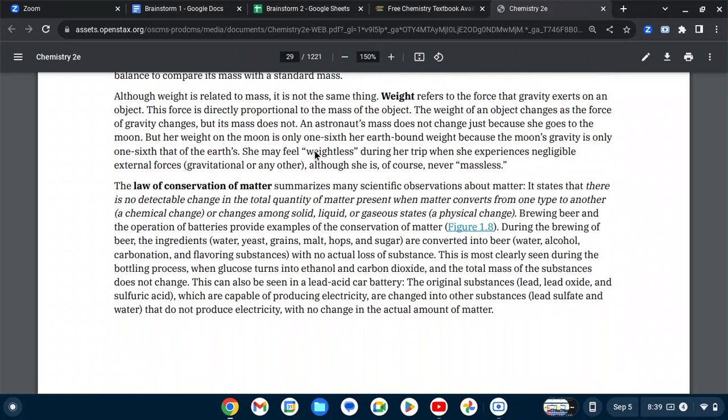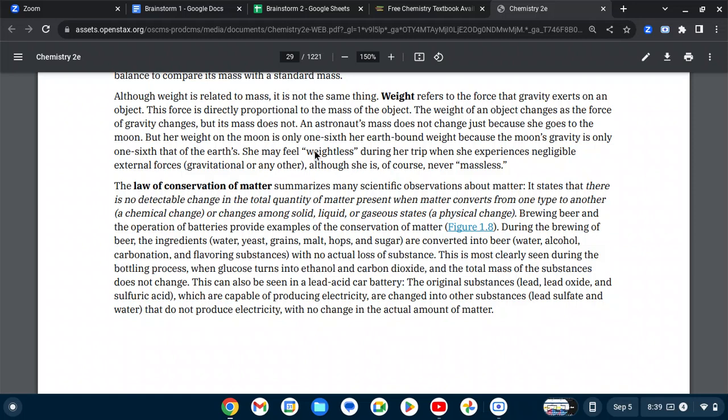The law of conservation of matter summarizes many scientific observations about matter. It states that there is no detectable change in the total quantity of matter present when matter converts from one type to another, or changes among solid, liquid, or gaseous states. Brewing beer and the operation of batteries provide examples of the conservation of matter.